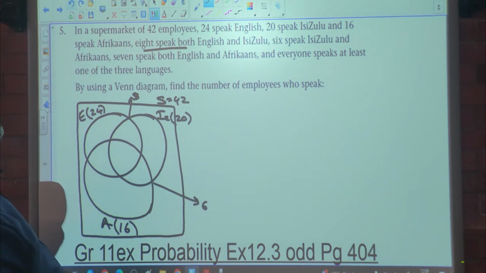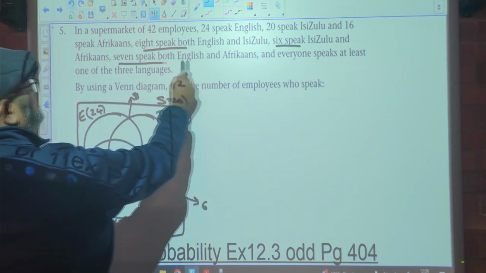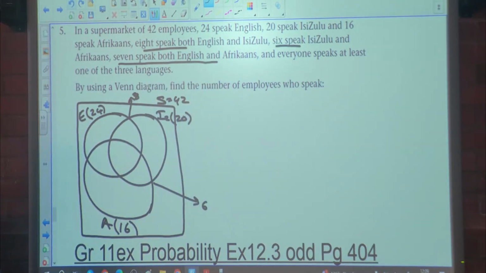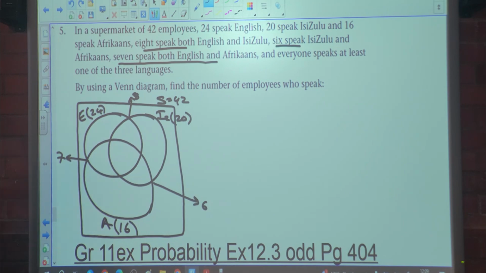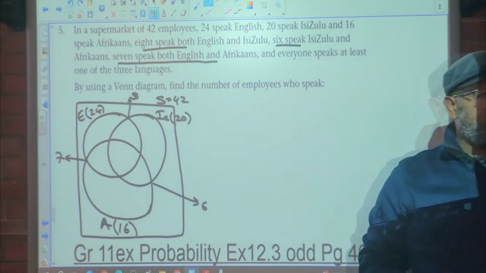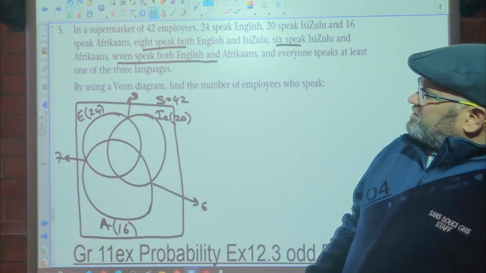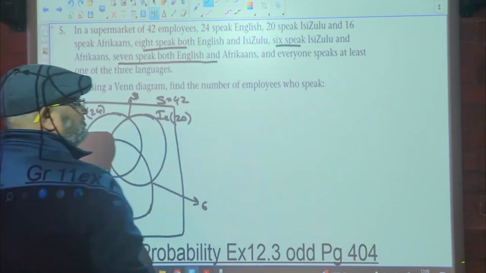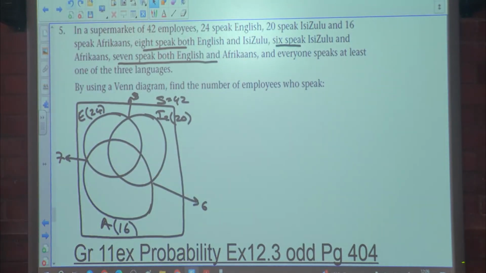7 speaks English and Afrikaans. So that plus that adds up to 7. Okay. So now, and everyone speaks at least one of the 3 languages. What does that mean? Nobody's on the outside. You see that, people? The question says, use your Venn diagram to determine the number of employees who speak. Okay. So firstly, I must fill in this information.